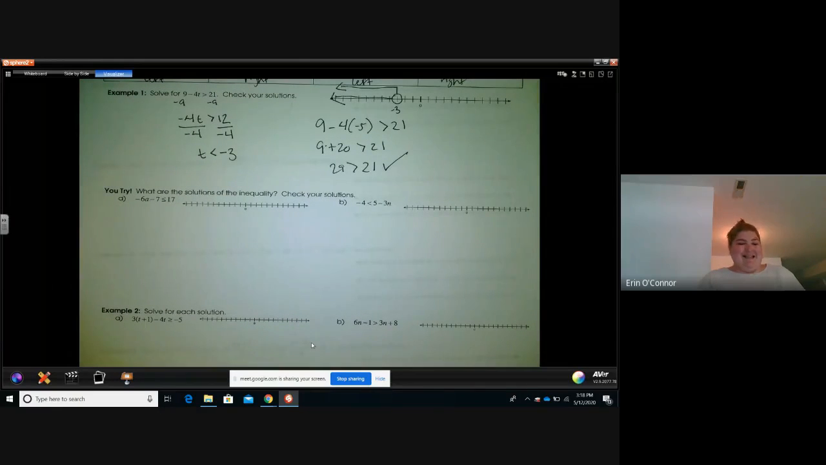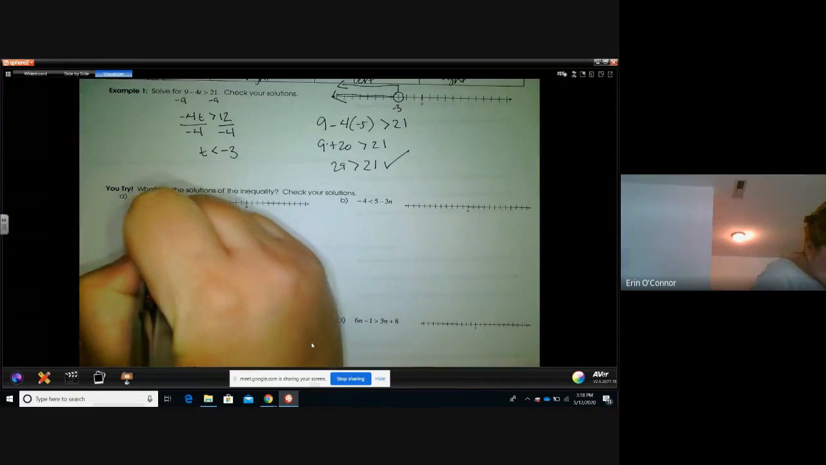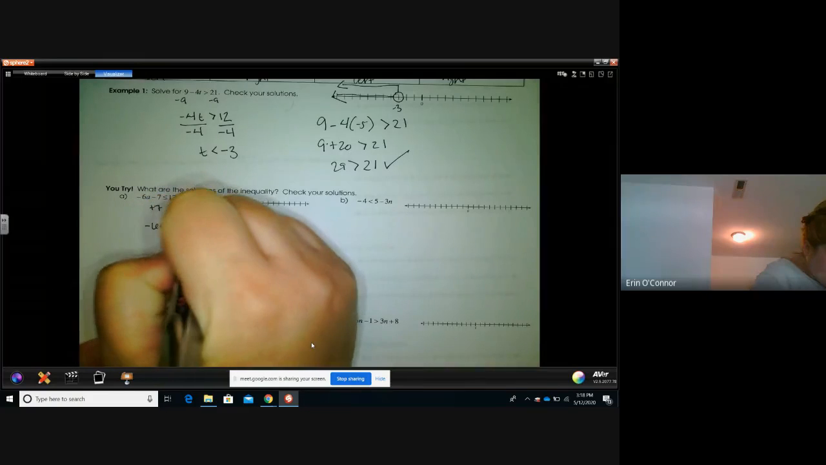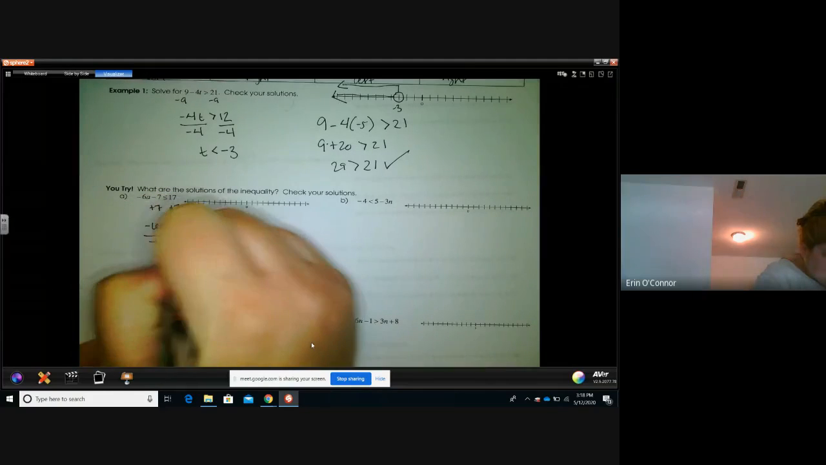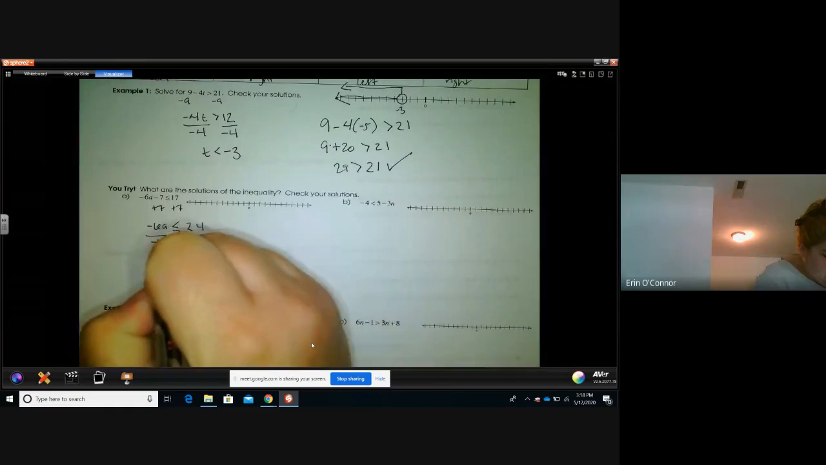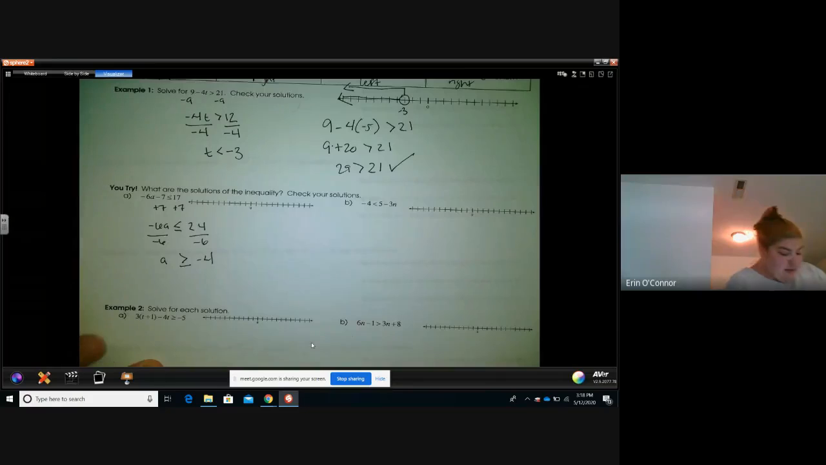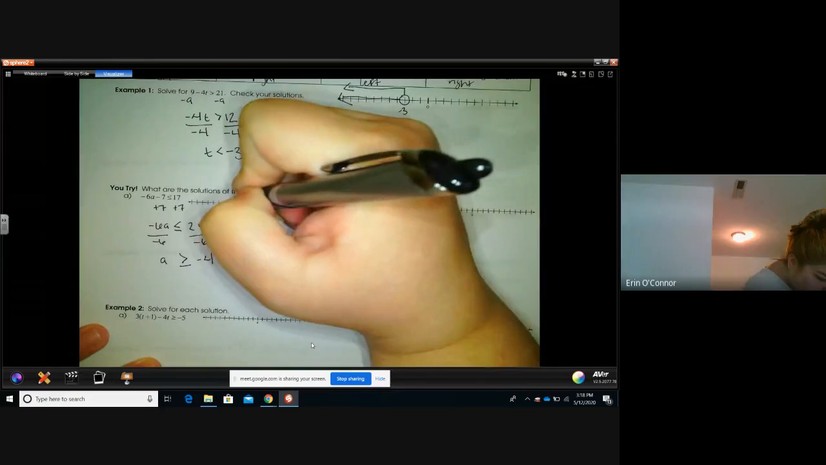You're doing the exact same thing. Okay, hopefully you paused the video. We're going to try this. So we're adding 7 on both sides. We get negative 6a is less than or equal to 24. We're going to divide by negative 6. Since we're dividing by a negative, the sign switches, and you get a is greater than or equal to negative 4. So 1, 2, 3, 4.